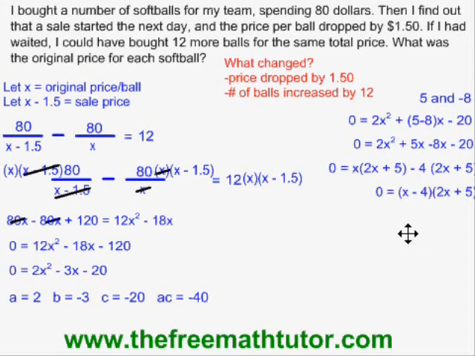And now I do the split. I make each of these binomials equal to 0. And I simplify. And I get x equals 4 and x equals negative 5 halves. I throw away the negative answer and therefore what I defined x as at the beginning of the problem must be equal to 4. Since x was the original price per ball, that means the softball originally cost $4.